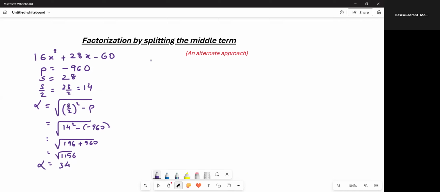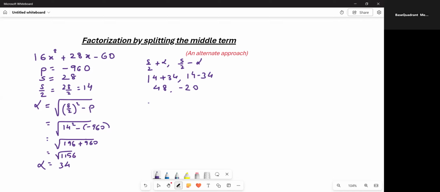Now let's find S upon 2 plus alpha and S upon 2 minus alpha. S upon 2 is 14 and alpha is 34. So it will be 14 plus 34 and 14 minus 34. That will be 48, and 14 minus 34 is minus 20. So these are the two numbers, 48 and minus 20.